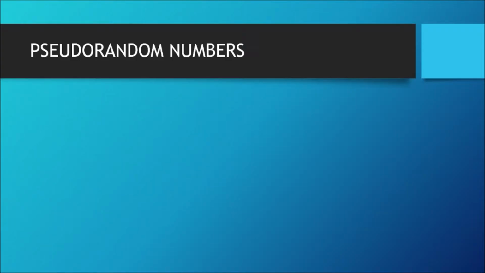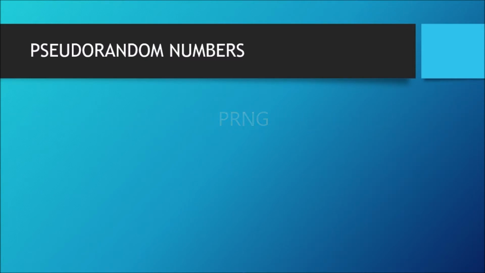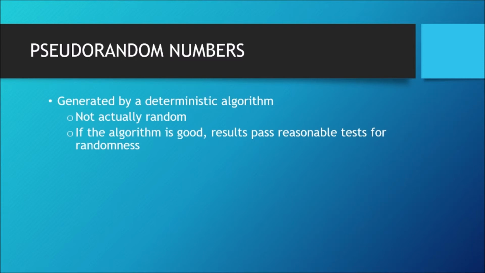Then, what are pseudo-random numbers? They are generated by a pseudorandom number generator or PRNG, also known as a deterministic random bit generator. It is an algorithm for generating a sequence of numbers whose properties approximate the properties of a sequence of random numbers. A pseudorandom number is generated by a deterministic algorithm. It is not actually random, but if the algorithm is good, results pass reasonable tests of randomness.